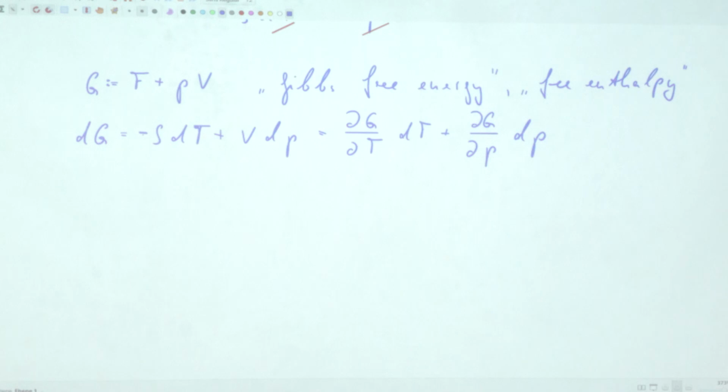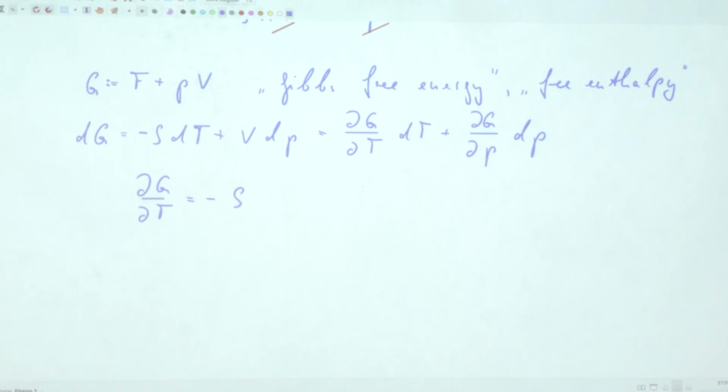I wanted to emphasize a point which I could not explain here with this missing minus sign. From this line, just by comparison, you see that dG/dT equals minus S. So the free energy as a function of time. S is a positive quantity, it is entropy, so G is a falling function.